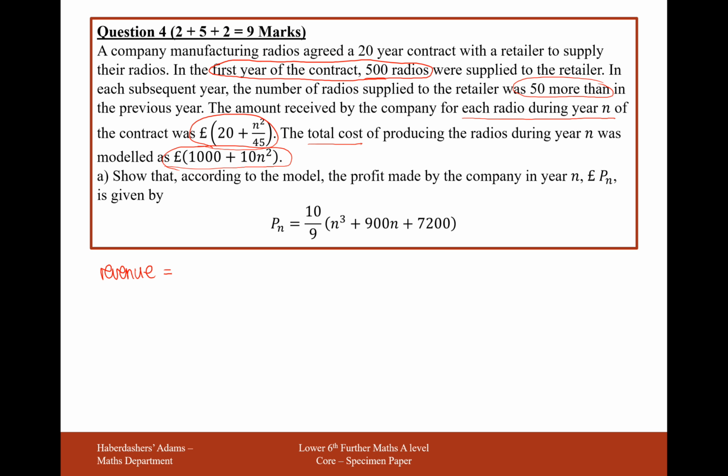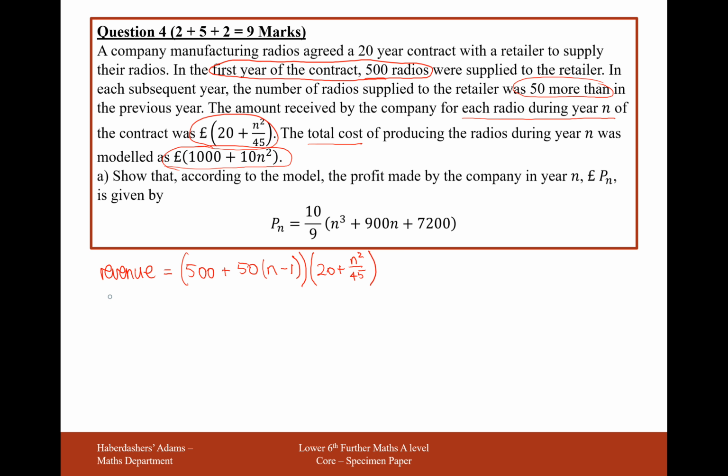And that is how many radios were made in year N. So it's going to be 500 plus 50 more in each subsequent year, so it's 50 times N. But hold on, if N is 1, that's the first year, then that would be 550. So we need to do an N minus 1 here. And we then multiply that by how much they received for each radio, and that was 20 plus N squared over 45.